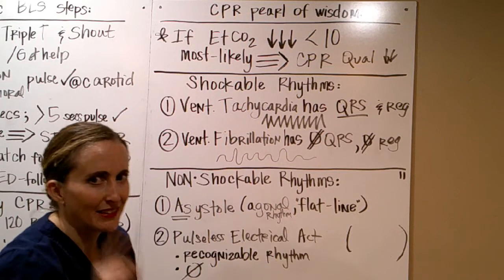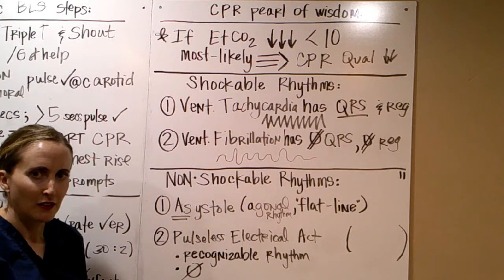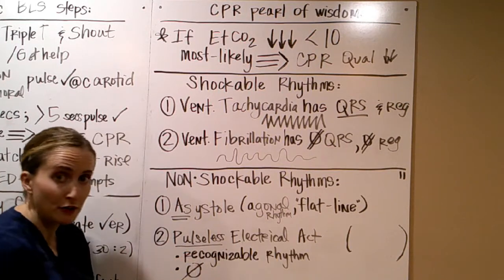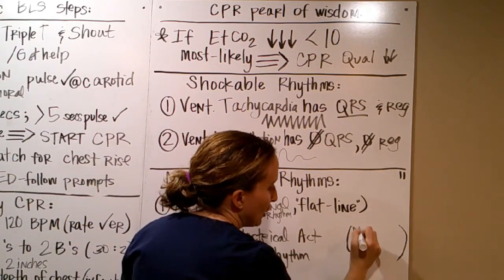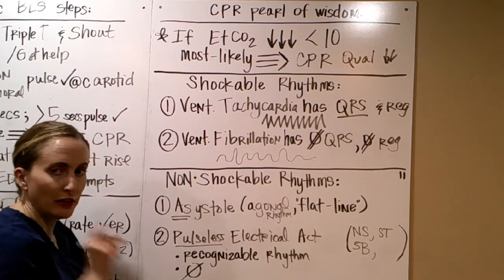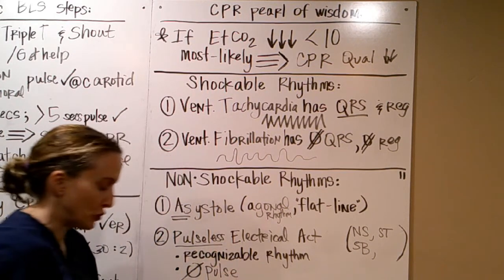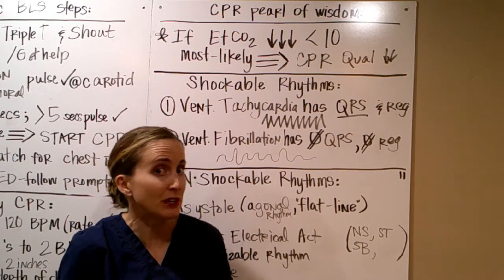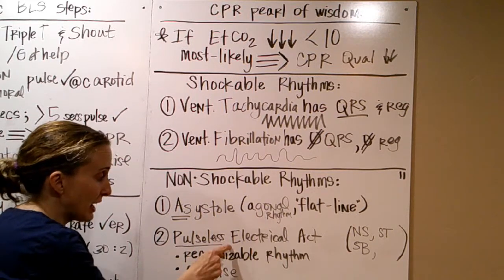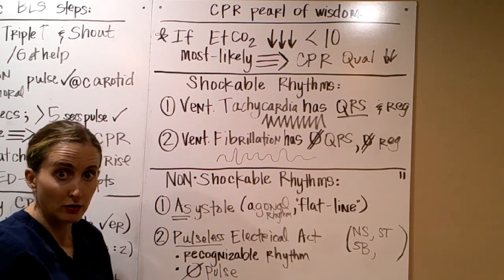But what do you have to do with any rhythm when your patient's unresponsive? We've got to check a pulse. The thing that distinguishes PEA from a normal rhythm, so PEA could look like normal sinus, it could look like sinus tach, is there's no pulse. So just because it looks like sinus on the monitor doesn't mean it's time to celebrate yet. Check a pulse. With PEA, it's no pulse, right? So then we continue to work through that algorithm.